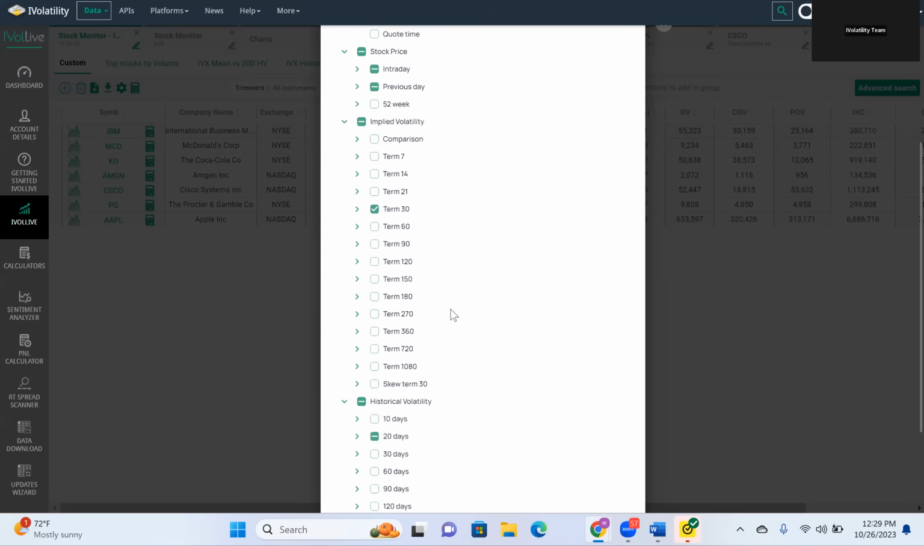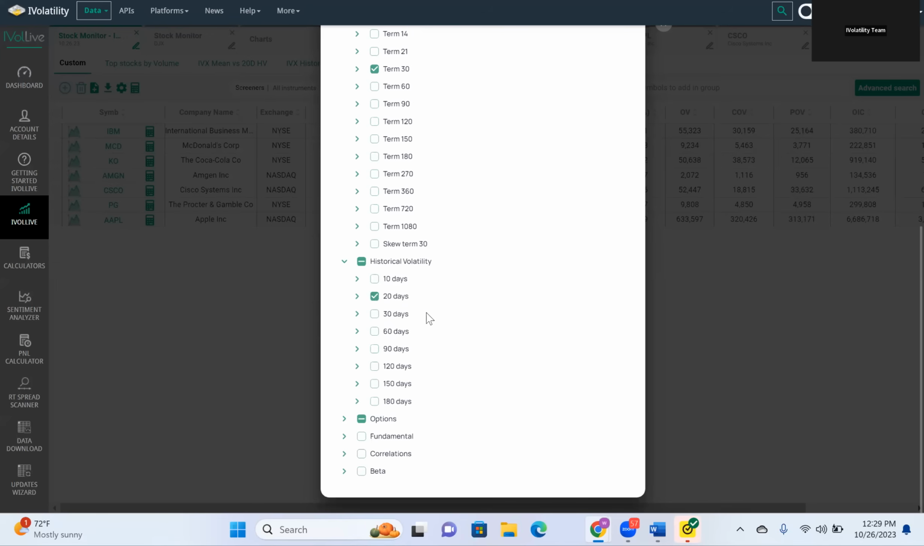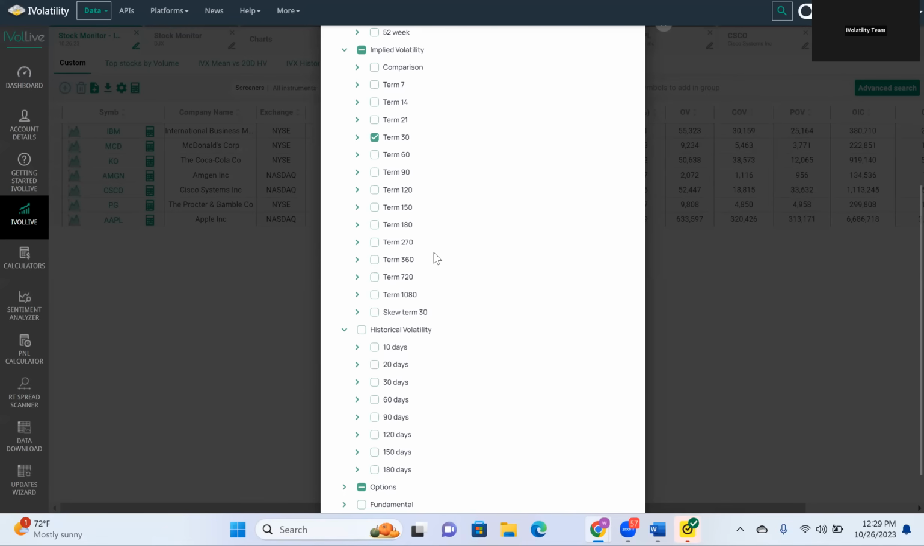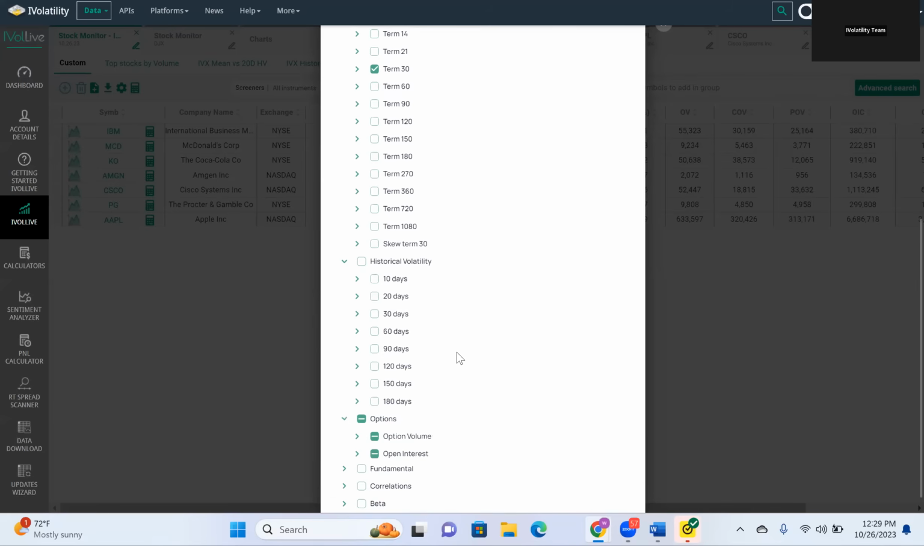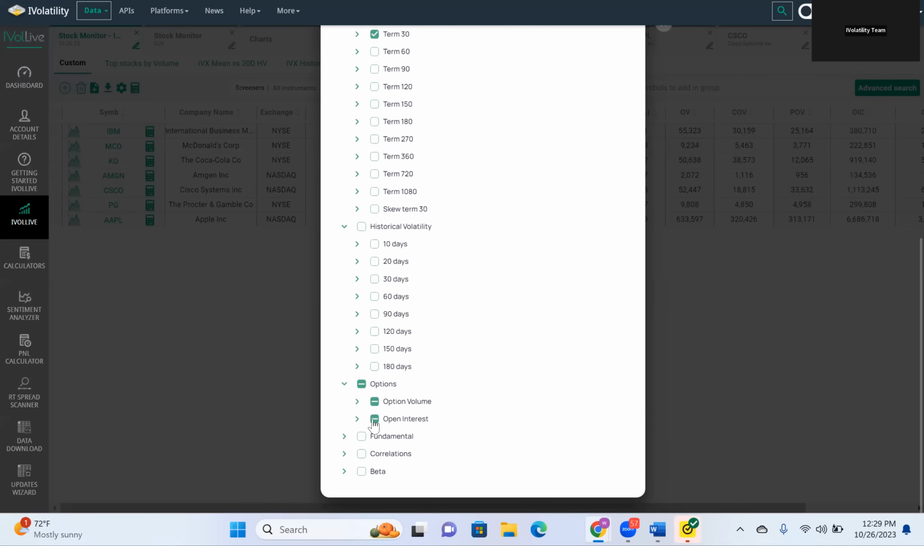Historical volatility. Let's say, look, the past is in the past, we don't care anymore. We just want to look ahead at what's going to happen over the next 30 days. And then under options, we could see volume and open interest. Again, these are big names. I don't necessarily care about open interest because I know there's going to be plenty of it. And I don't really care about volume because I can see that here under top stocks by volume.